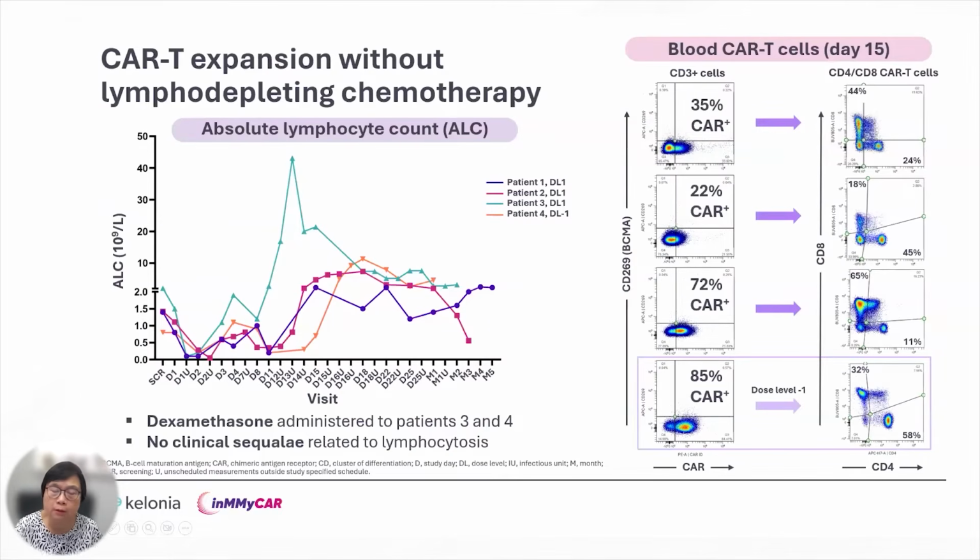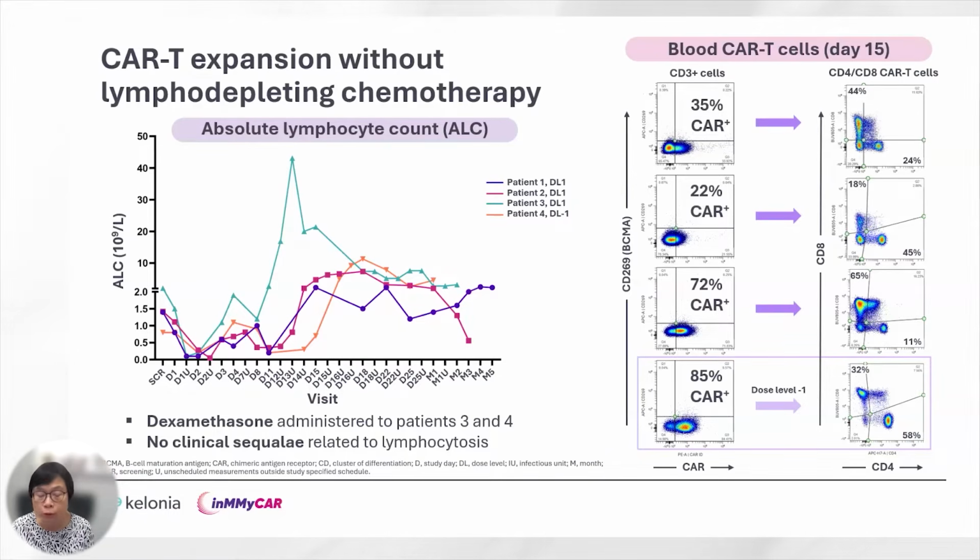So because we wanted in vivo transfection, meaning that the CAR Ts are made in the patients, obviously we did not want to deplete lymphocytes. And here you can see a very key finding that despite the absence of lymphodepletion, we were able to demonstrate CAR T expansion. So on the left, all 4 patients experienced a rise in lymphocyte count, with 1 patient at dose level 1 rising to 43 times 10 to the 9 per liter.